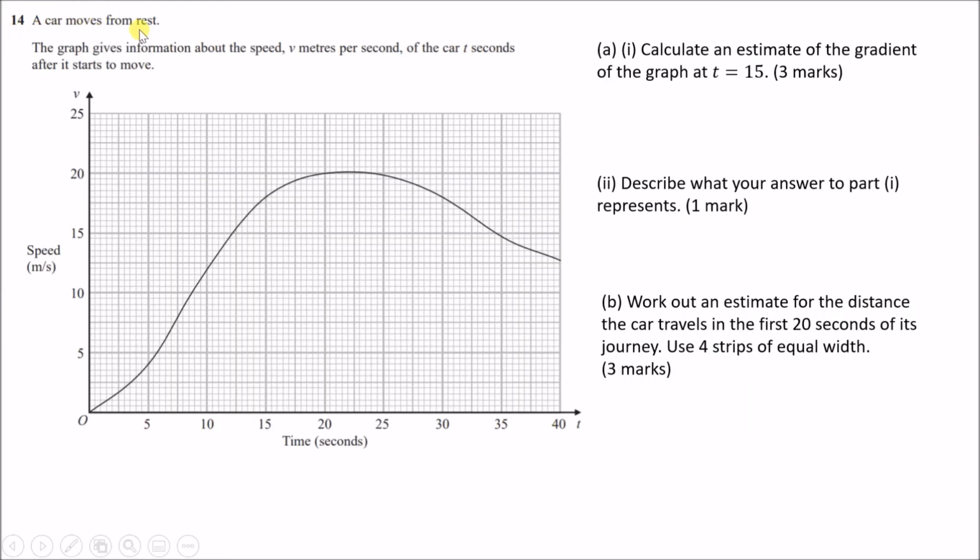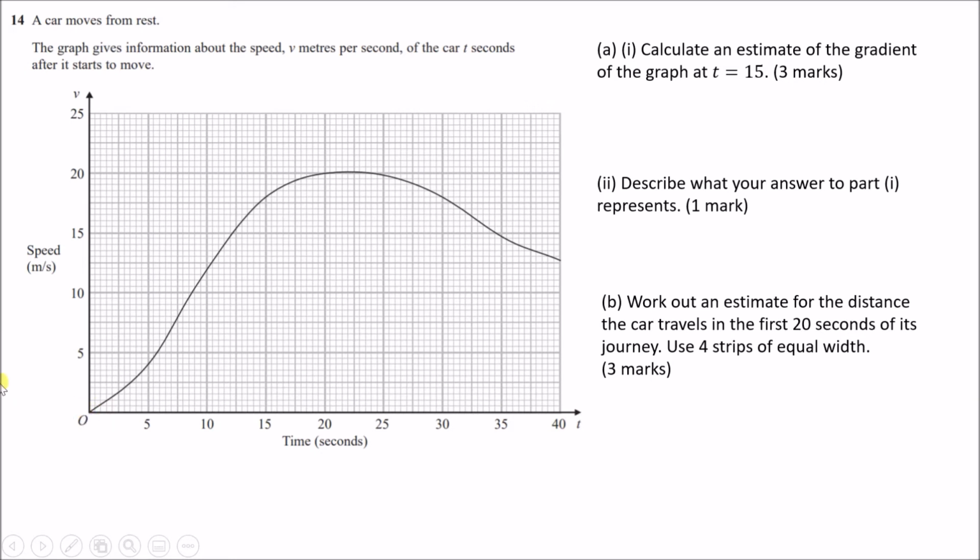Question 14. So a car moves from rest. The graph gives information about the speed v meters per second of the car t seconds after it moves. Okay, so across the horizontal axis, guys, we've got time, and across the upwards we got speed. Yeah, and when they say the word rest, what they're trying to say is that from an initial speed of 0. So you're starting from right at the beginning.